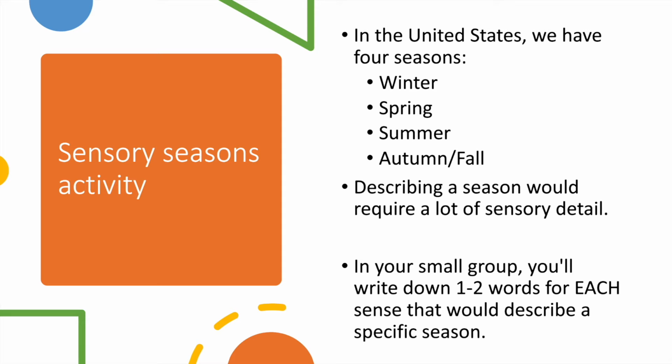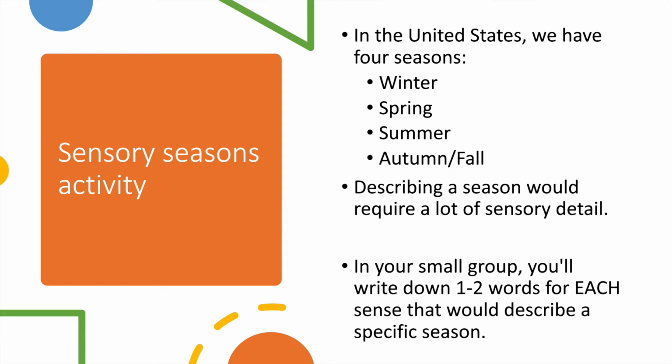Either is correct. And describing a season would require a lot of sensory detail because things look very different between the seasons. They sound different, smell different, taste different, depending on what you eat at different times of the year. Sometimes during the spring, for example, we might have a lot of things with eggs in them because that's when chickens are laying a lot of eggs, right? So maybe in the fall, you would have a specific kind of food. What would that taste like? Don't name the food. I want you to describe it.